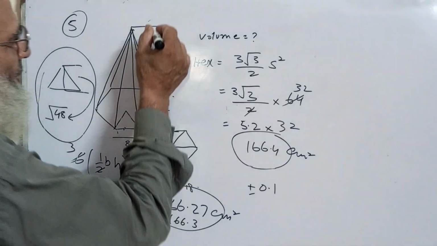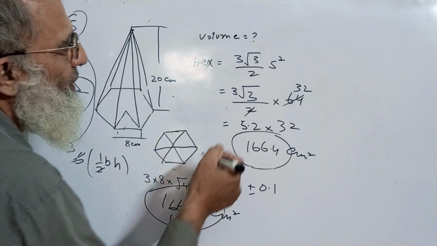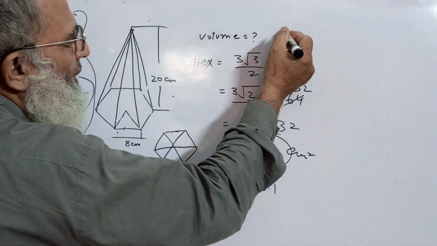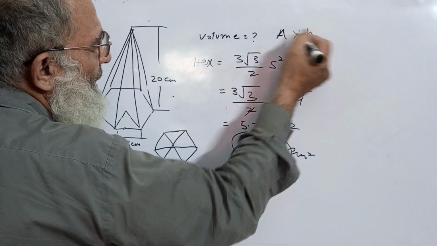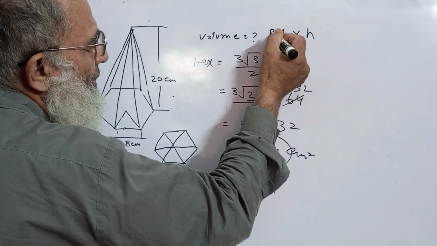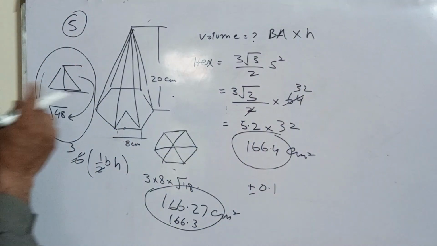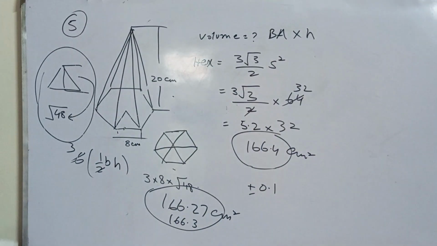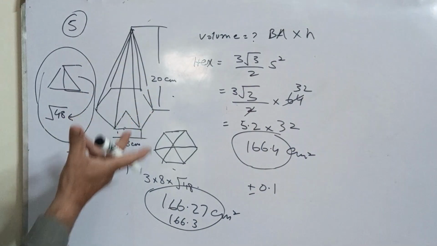Height is 20 centimeters. This is vertical height, and we have to find base area multiplied by height. This is base area multiplied by height. This is a prism, or diamond.